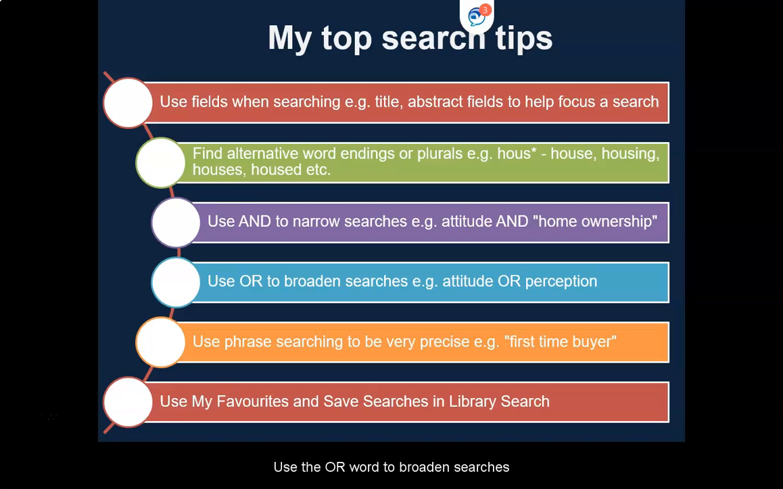Use the word "or" to broaden searches. Attitude or perceptions. Either term can appear. Use speech marks for phrase searching. For example, "first-time buyers" within speech marks will make your search more specific and focused. And finally, use the favourites and the saved search options in library search.